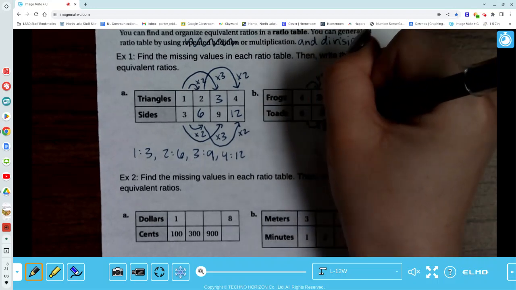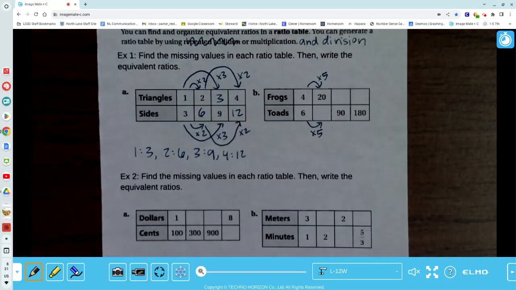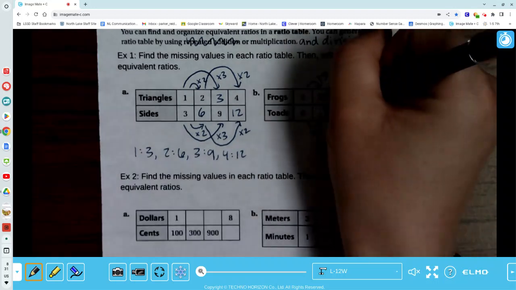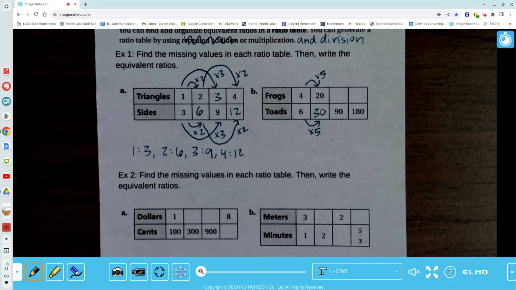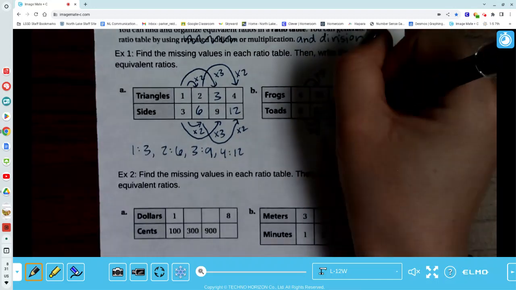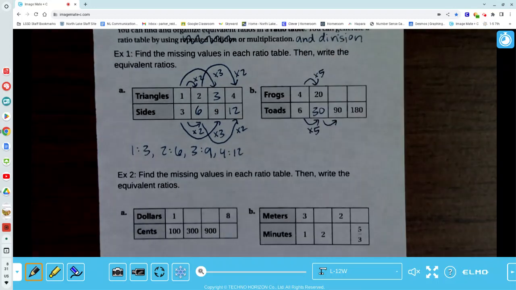That means then I do the same thing to the bottom. And what do I get as the number of toads that should go there? Ratisha? What'd you say? Because 6 times 5 is 30. All right. Now, the next one, I don't know the number of frogs, but I know the number of toads is 90. Actually, going from 30 to 90, that's not too difficult to do.